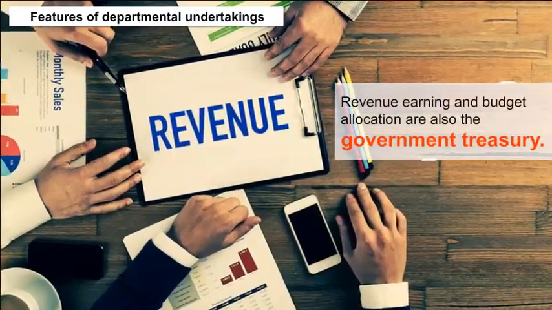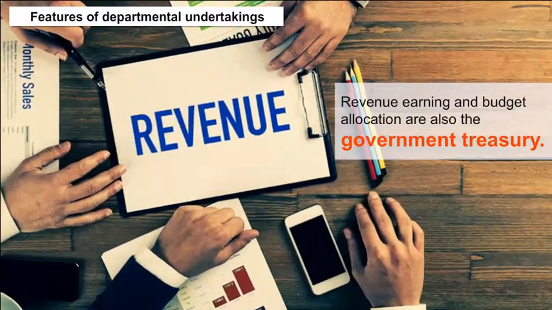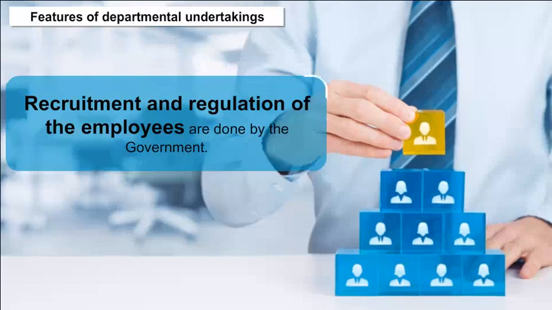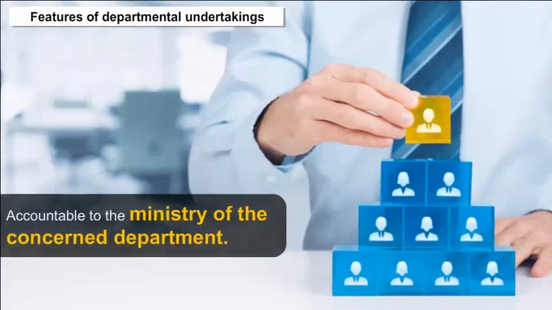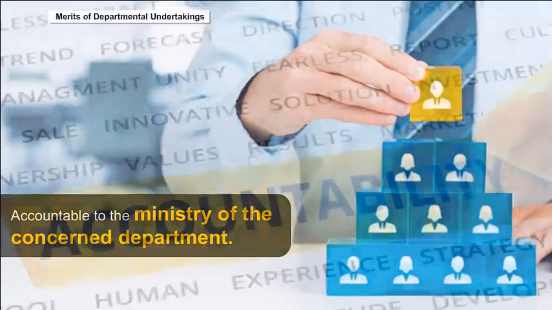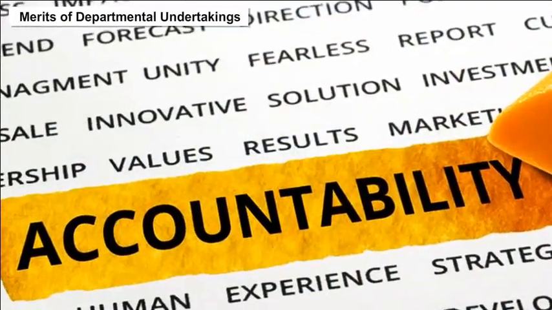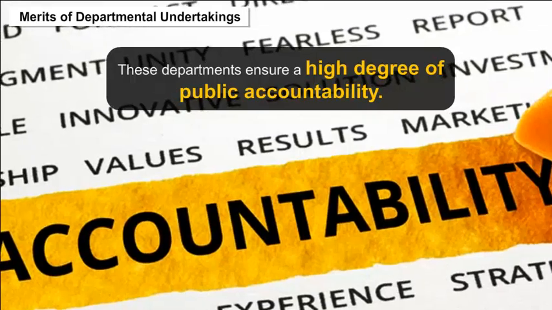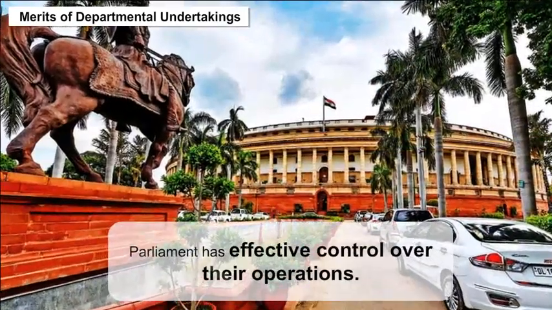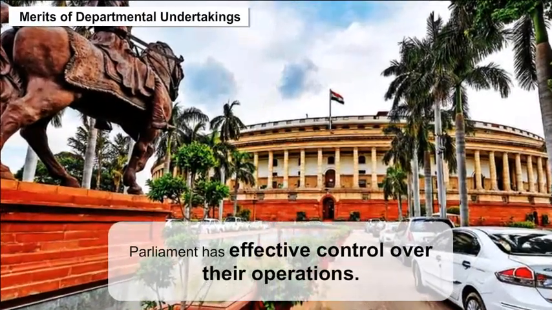Revenue earning and budget allocation are also through the government treasury. Recruitment and regulation of the employees are done by the government, accountable to the ministry of the concerned department. Merits of departmental undertakings. These departments ensure a high degree of public accountability. Parliament has effective control over their operations.